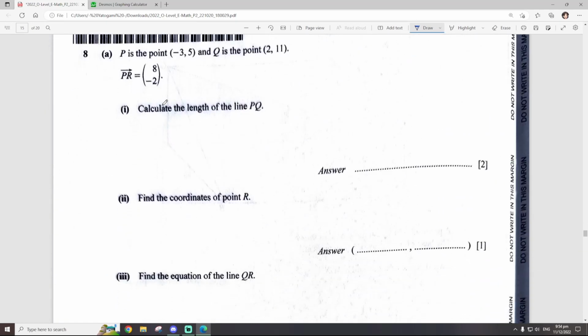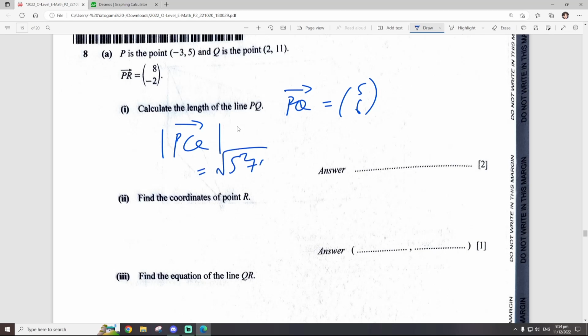8a, we have vectors here. Calculate the length of PQ. Okay, so what is PQ exactly? Well, PQ is 5 and 6, right? So we just find the magnitude of this vector, which is the square root of 5 squared plus 6 squared. And I think this is no issue. This is 7.81 to three significant figures. Find the coordinates of point R. So I translate 8 units along the x for P and minus 2 for the y, and I will get 5 and 3.